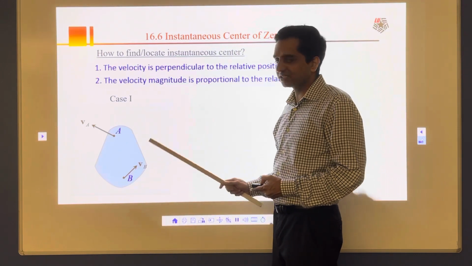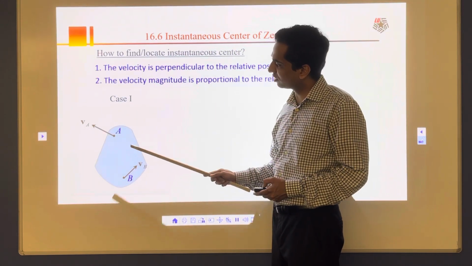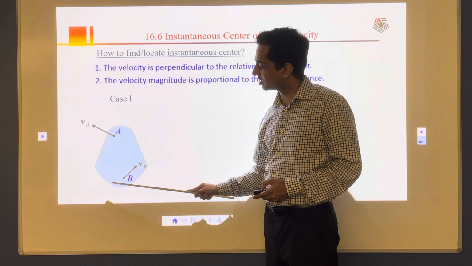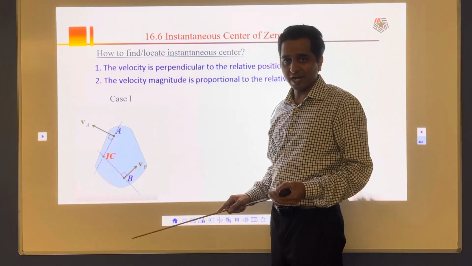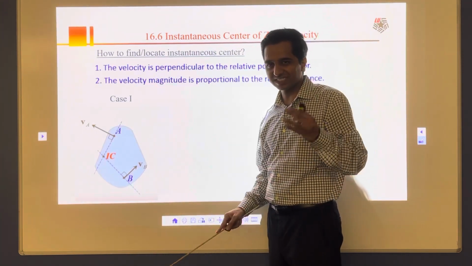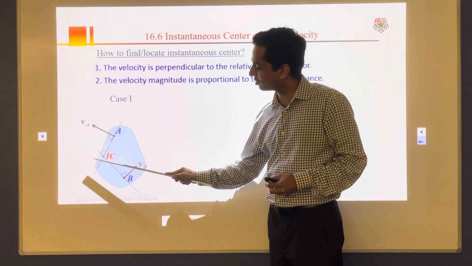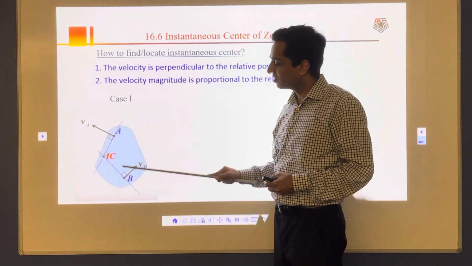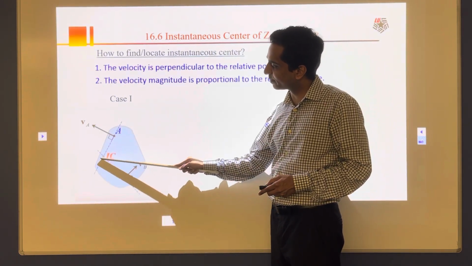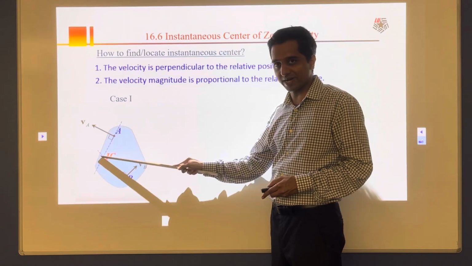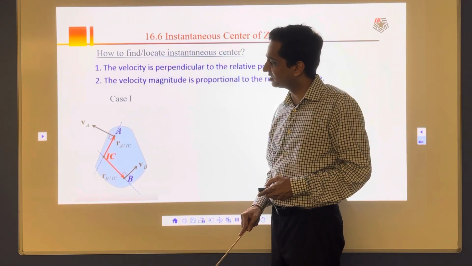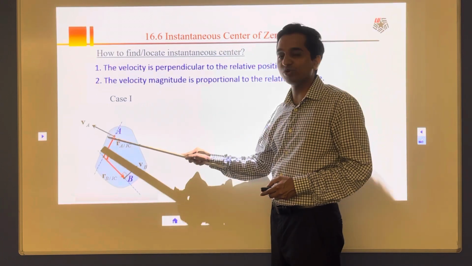So to locate the instantaneous center of zero velocity, I'm going to draw a perpendicular to this point. Whatever your velocities are, draw a perpendicular here and here. Once I draw those perpendiculars, wherever they meet, I'm going to mark a point, and that's my instantaneous center of zero velocity. And from that, I'm going to measure my distances.